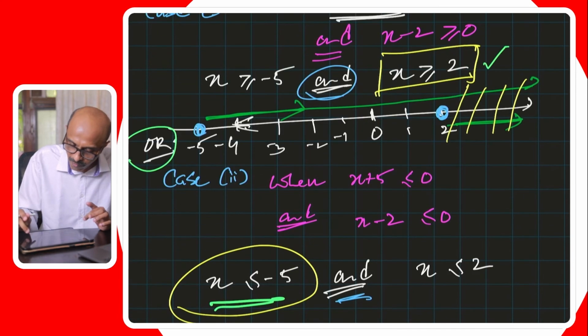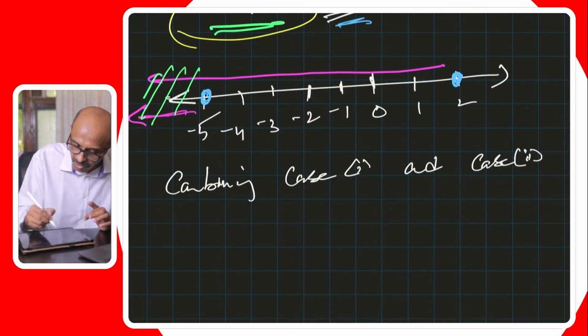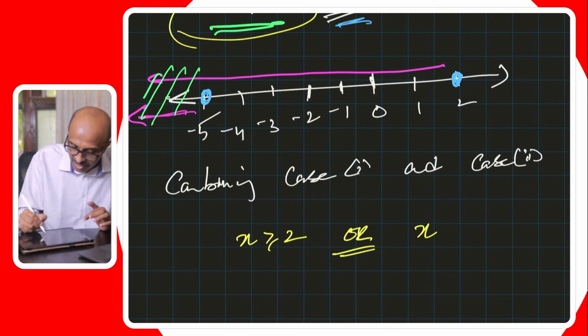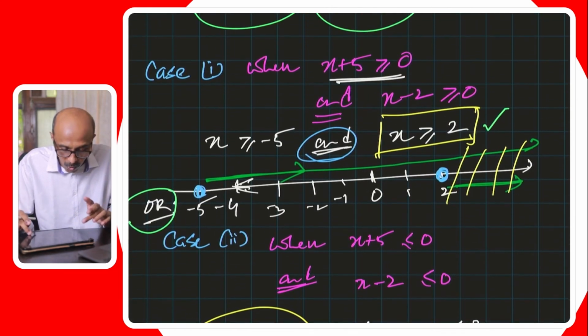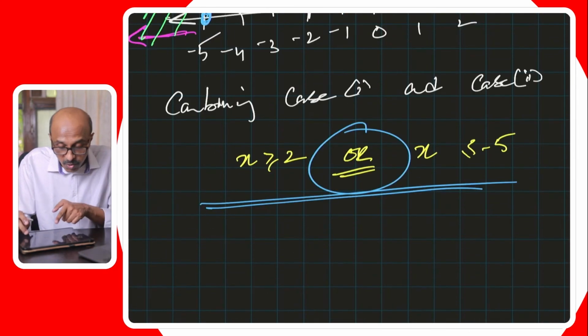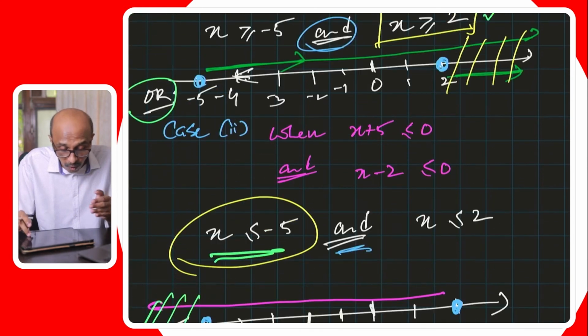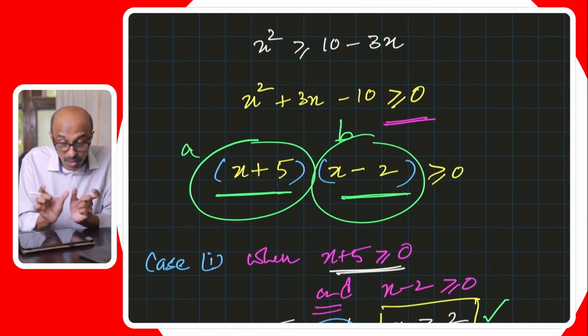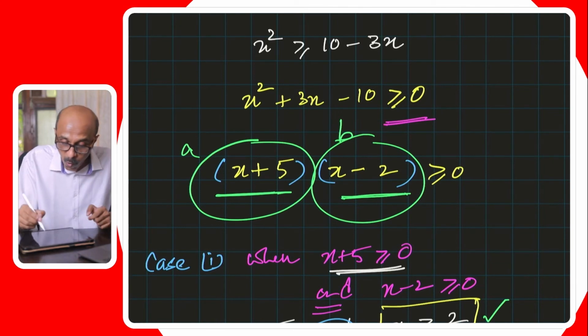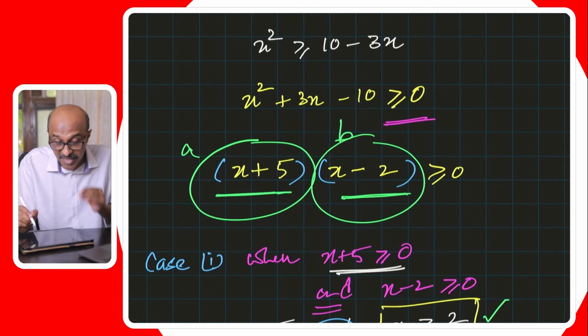What do we have? From case 1, x should be greater than or equal to 2. The word is or: x should be less than or equal to -5. Okay, that's the solution. Remember this is the word or, because it's case 1 or case 2. We're using this word or because both of those two cases need to be considered, and the two cases come from the product of the two terms being positive. When the product of the two terms is positive, both those two terms must have the same sign.